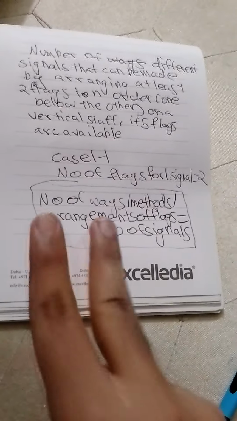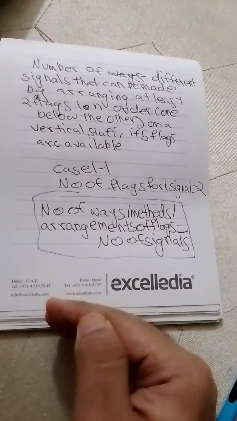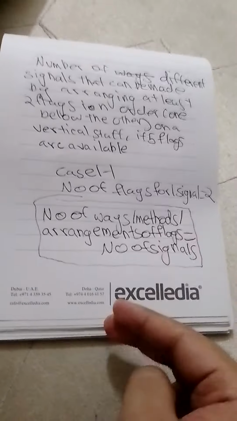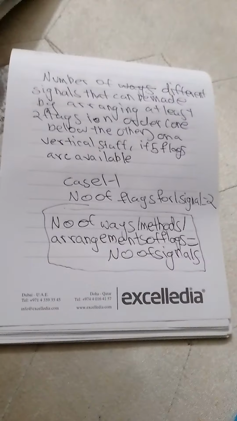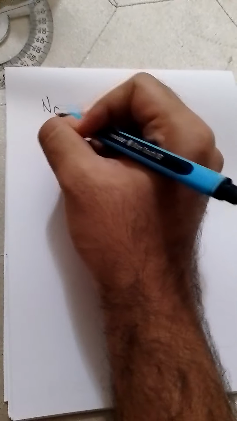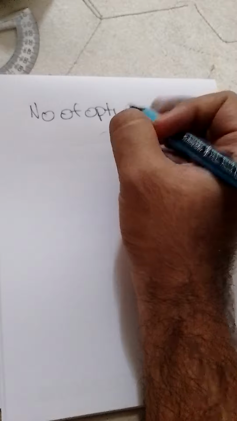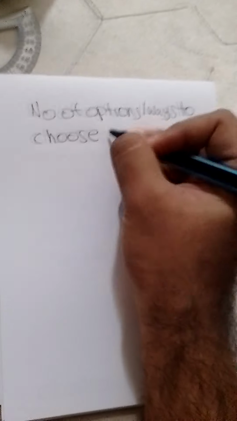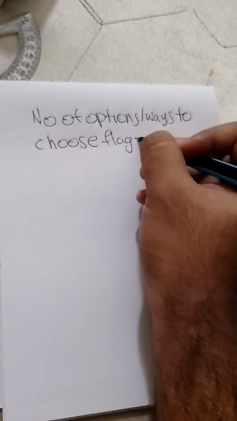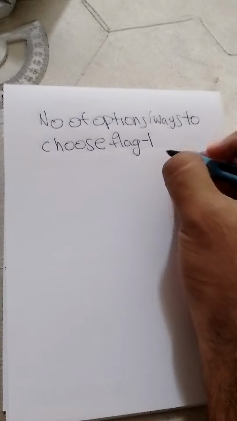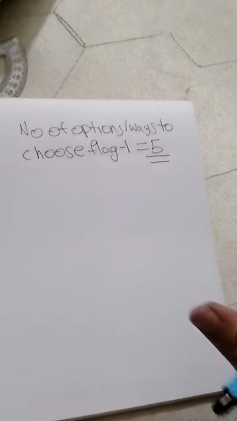So the job is divided into 2 steps. Step 1 is choosing a flag for flag 1. And step 2 is choosing a flag for flag 2. So number of options or ways to choose flag 1 for step 1 is equal to 5, because there are 5 different options, 5 different flags. So that means you have 5 different ways of obtaining a flag for the position of flag 1.